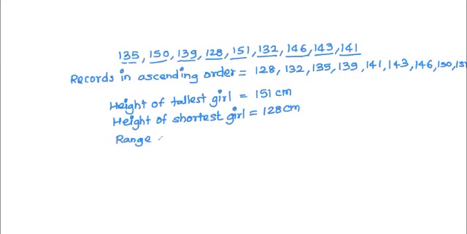The range of data is equal to highest observation minus lowest observation, which is equal to 151 minus 128, and that is 23.